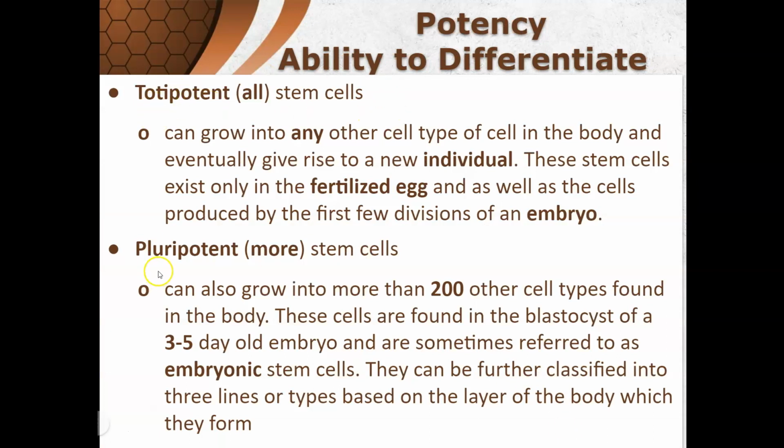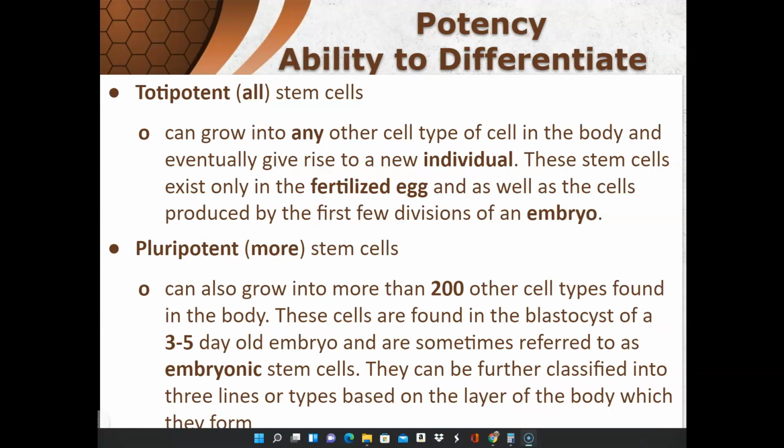So this totipotent, pluripotent, so potency, think of that as potential. They have the potential to become a certain number of cells, right? So totipotent, think of toti as total. Total is all. So totipotent stem cells can become all types of cells, right? So these are the ones that you're going to find in that initial fertilized egg, that zygote. Also, the first few divisions of the embryo, like I said, the first few days, you're able to capture these totipotent stem cells.